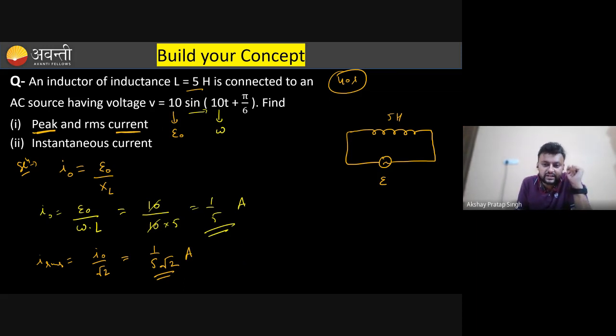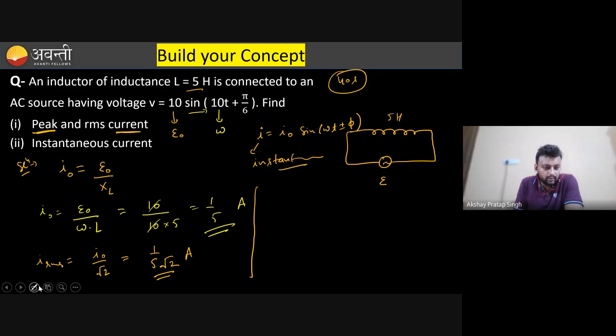Next question says what is instantaneous current? In general form, the equation of current is I is equals to I naught sine omega t plus minus phi. This is the general form of the equation of current. In this equation, this I is known as instantaneous current. Generally the question is asking you to write the equation of current. So I am writing the equation of current. There is no problem with that.